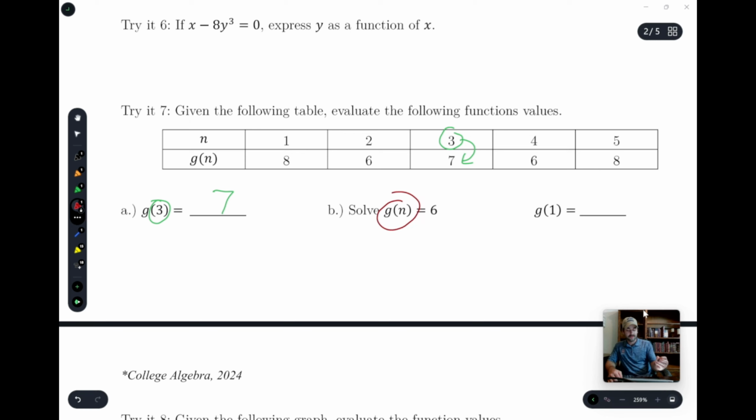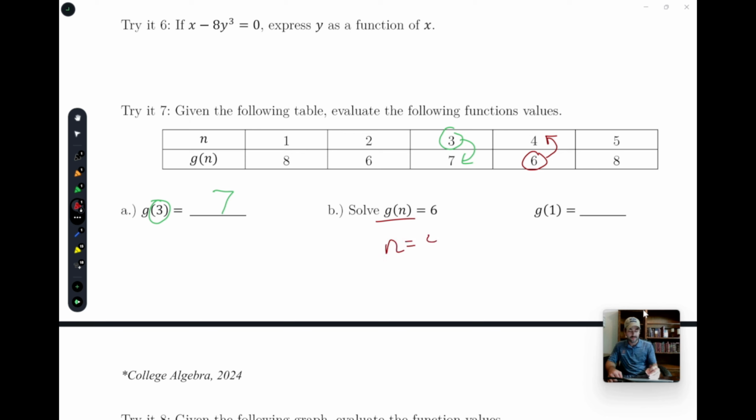All right, let's do all these. 6, we got the red one. The red one is g of n equals 6. So where is g of n 6? It's right there, and we're going backwards to look for our input, where n equals 4. N was the input, right? Let's label: input, output. It's a good idea to do when you're working with functions.